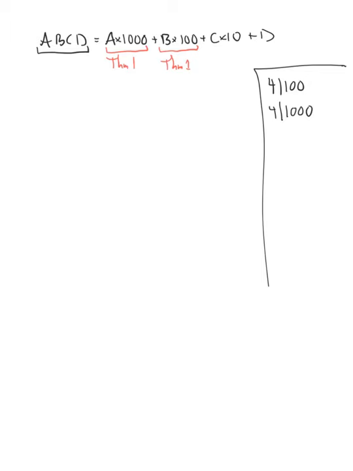Okay, so we can apply that same idea from the divisibility rules for 2 and 5 to the divisibility rule for 4. Well, we know that these two numbers are definitely divisible by 4. So the ones where we don't know are these guys. So this is what we're going to have to check now.